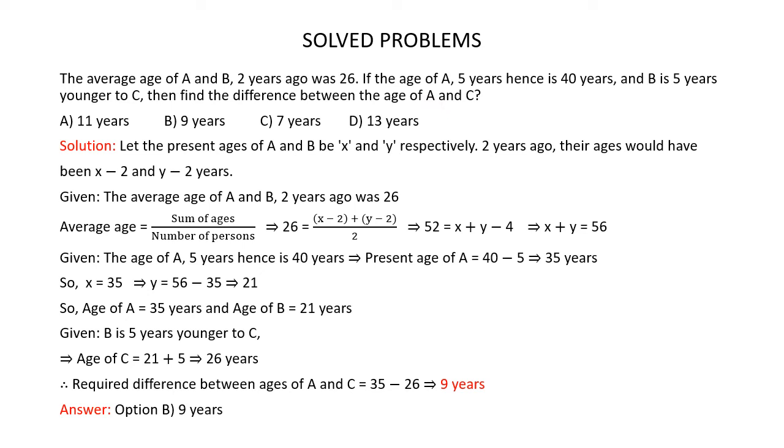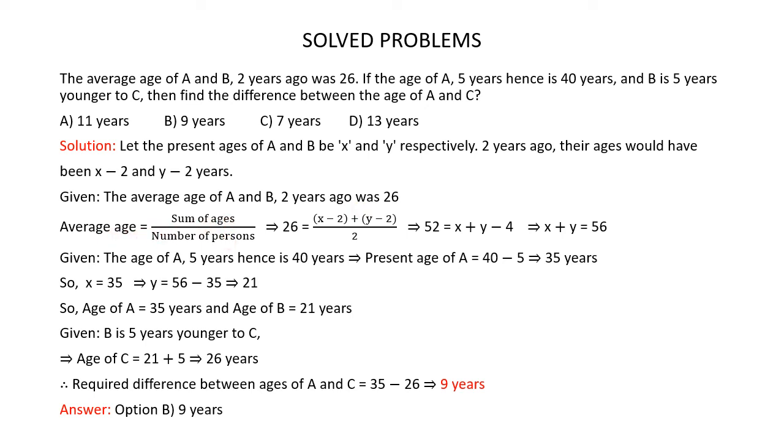So let's find the age of A and C first. It's given the average age of A and B 2 years ago was 26. But we do not know the present age of A and B. So let the present ages of A and B be X and Y respectively. So 2 years ago, their ages would have been X minus 2 and Y minus 2 years. We know that average age is equal to sum of ages upon number of persons.